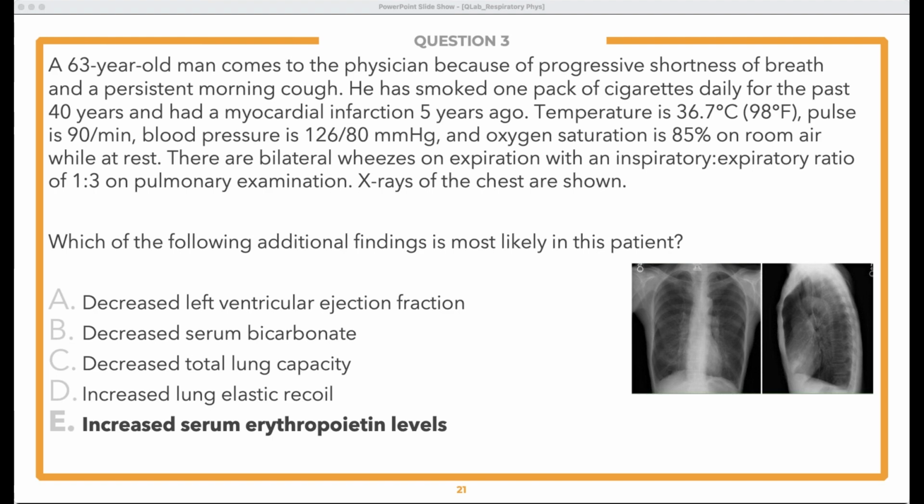And option A, decreased left ventricular ejection fraction. Really nothing pointing towards heart failure here. I understand he's hypoxic, but on the x-ray you don't see any pulmonary congestion or edema, or crackles in the lungs that point towards a heart failure story. So this is a pure lung pathology story. That's why the answer is option E, increase erythropoietin levels in order to increase my RBC count, in order to provide more oxygen to my tissues. It's a compensatory mechanism.